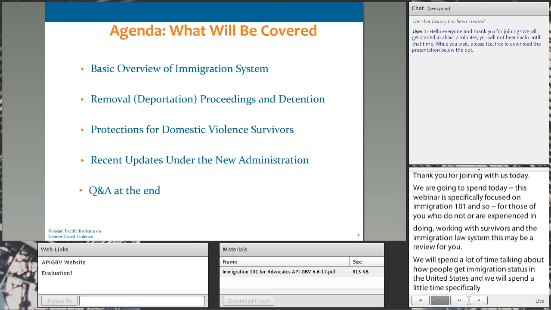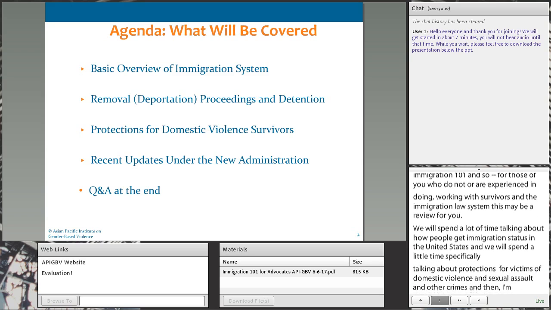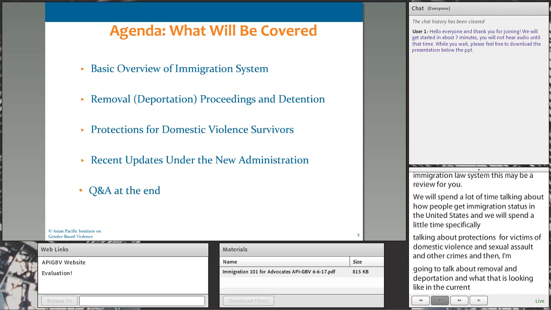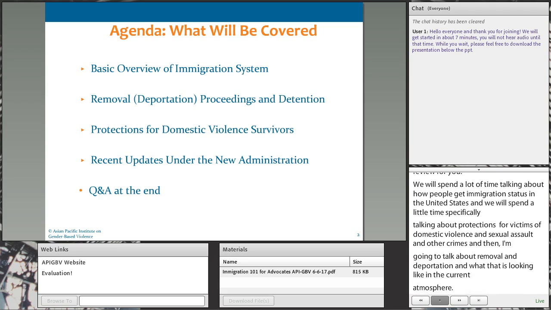Then I'm going to talk a little bit about removal and deportation and what that is looking like in the current atmosphere. And then I'm going to talk about what people's rights are in the context of dealing with ICE and immigration enforcement.